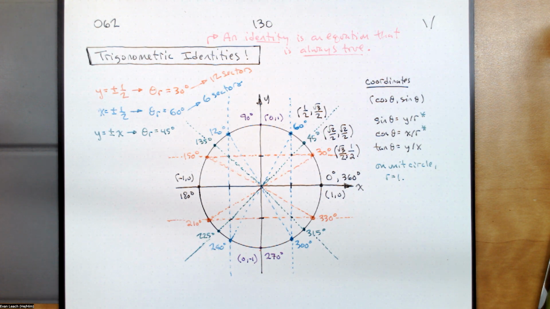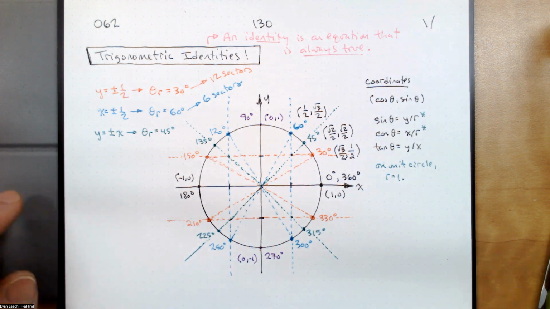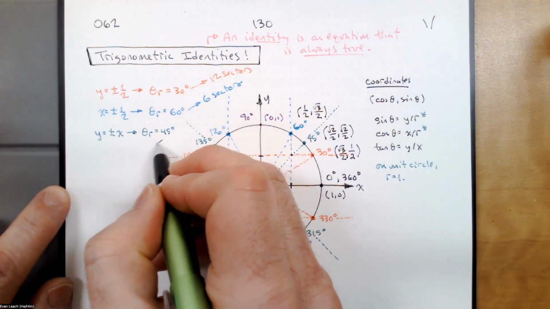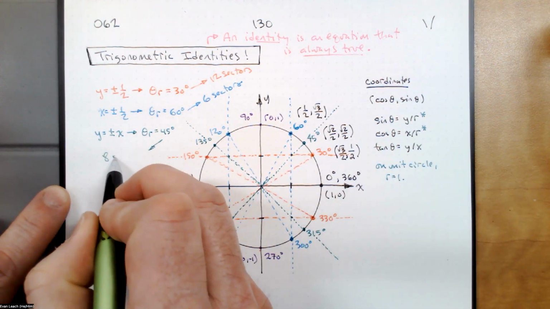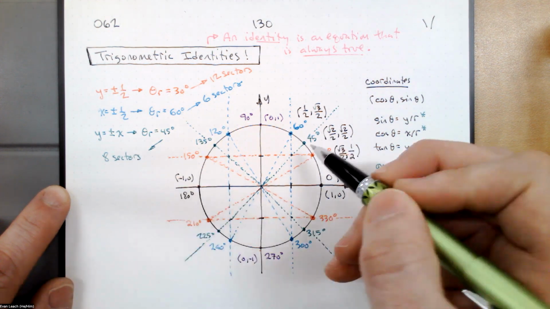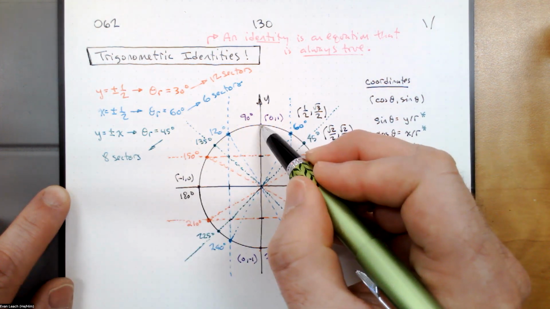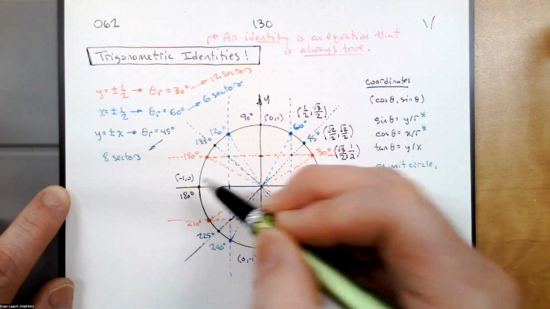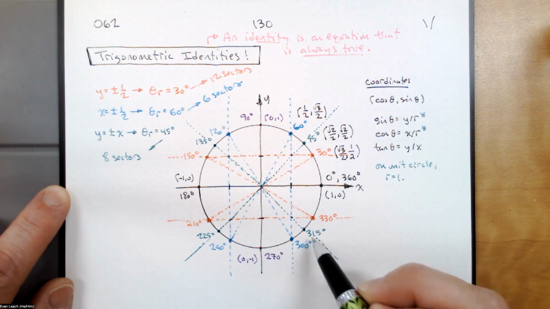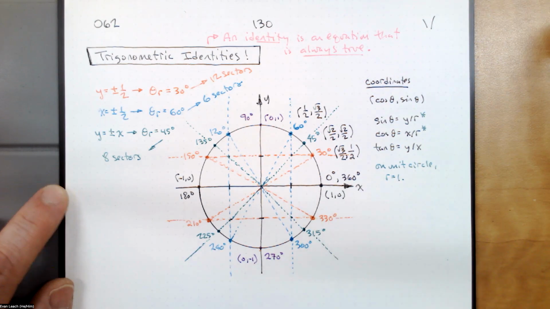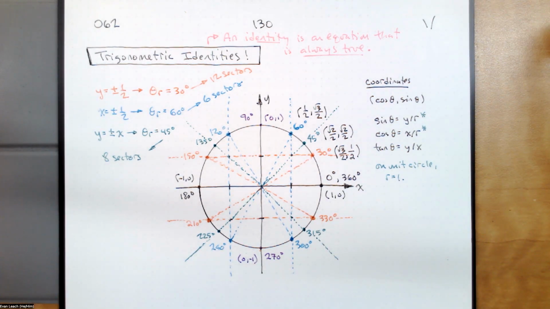The 45-degree angle divides the circle up into 8 sectors. The 4 quadrants cut in half. Here's 1 45, 2 45s, 3 45s, 4 45s, 5 45s, 6 45s, 7 45s, 8 45s. So the 45-degree angle divides the circle up into 8. The 30-degree angle divides it into 12. The 60-degree angle divides it into 6.